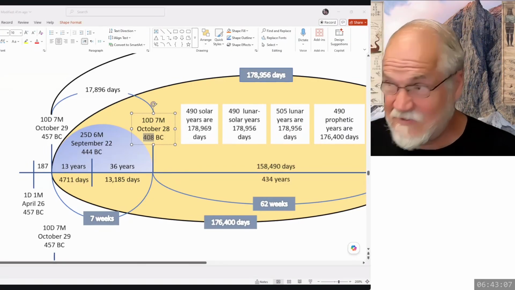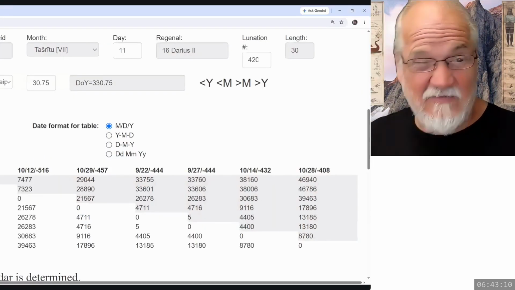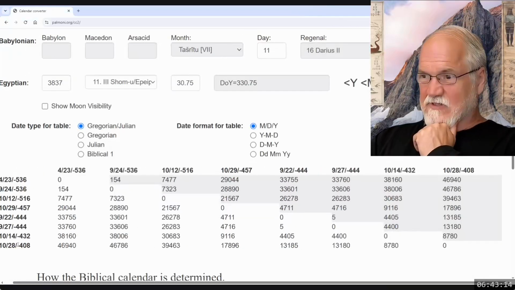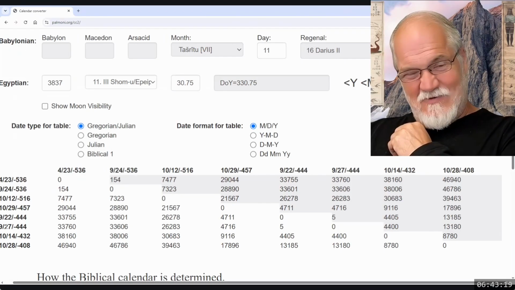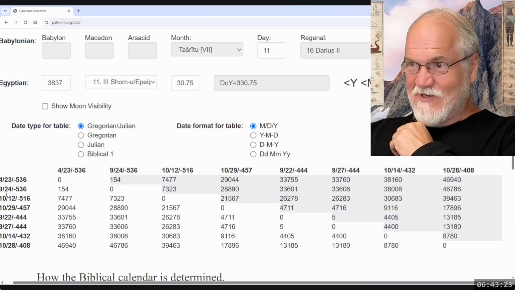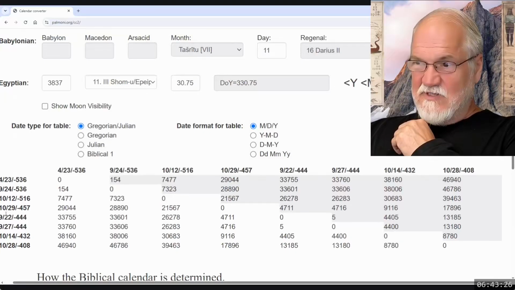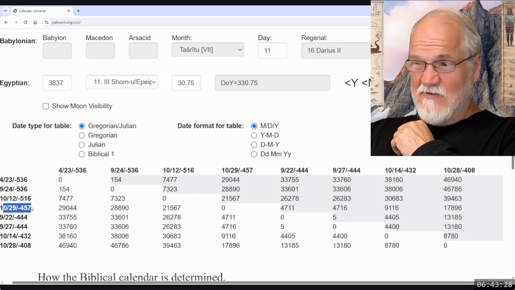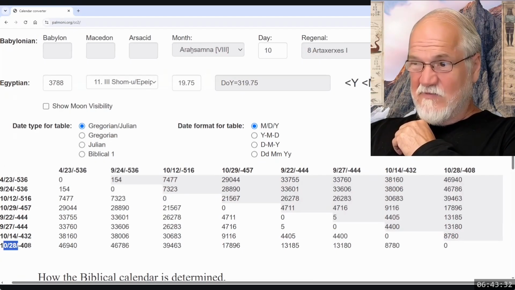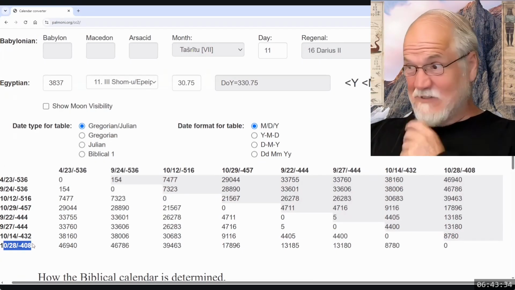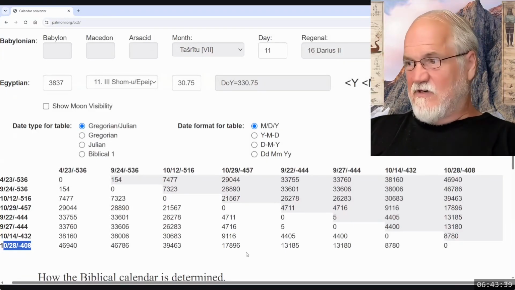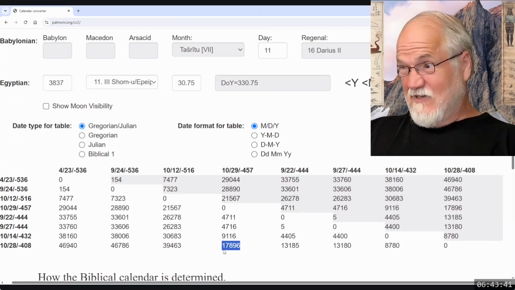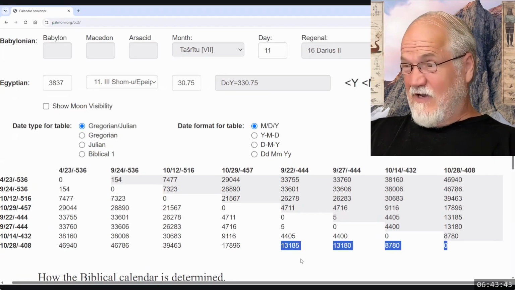What we're trying to analyze here is this 7 weeks. So here we got the Julian dates on the left side. You can't quite see full screen there, but you can see we got the 10th day of the 7th month in 457, and then we have the 10th day of the 7th month in 408. So that's going to be 7 weeks. And we can see that's going to be 17,896 days. That's what I had.